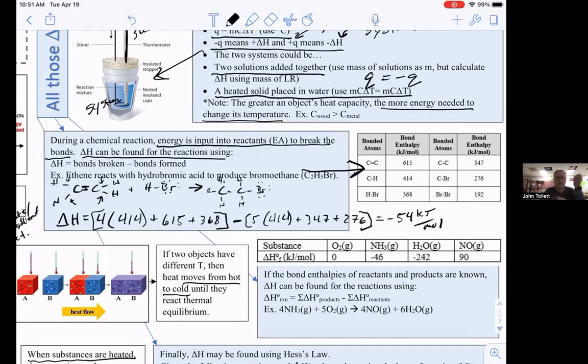There are other ways to calculate it, but this one always comes up every year, and students typically don't do well on it, unfortunately, and it's actually pretty easy. They'll give you a chart of bond enthalpies, and if they do, you'll need to break all your reactant bonds minus all your product bonds and solve. So it's bonds broken on the reactant side minus the bonds formed on your product side.